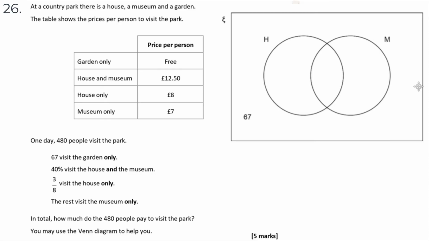Okay, so we've got a little Venn diagram over here. Let's go through this line by line and see what we can do. One day, 480 people visit the park. We'll come back to that. We can't use it just yet. 67 people visit the garden only. That we can use. So if we've got house, museum, that's actually already on there. Look, it's there, 67. Okay, right. So 40% visit the house and the museum. What's 40% of 480?